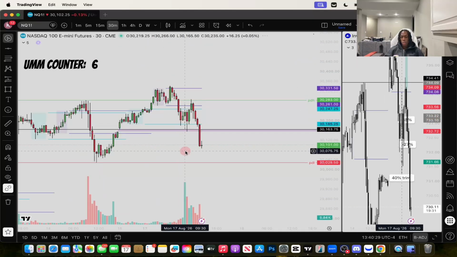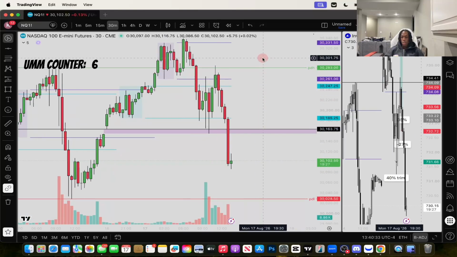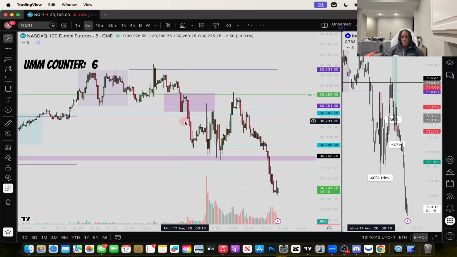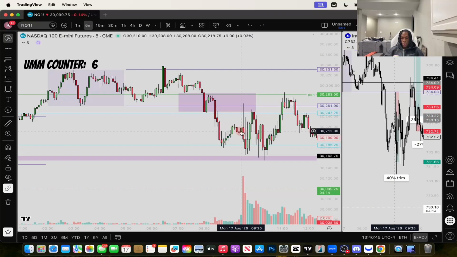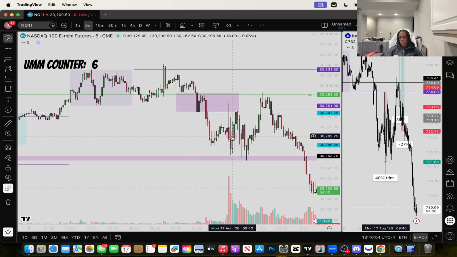But let's go down to a 30 minute and you'll see where we were opening up. Hold on, let's point out this gap because that was the gap that I used. But let's go to five. So market was opening up around here, which was 30,200, right? And if you look at the structure, we are in a downtrend on the lower time frame. This is internal structure, right? We're in a downtrend on the internal.